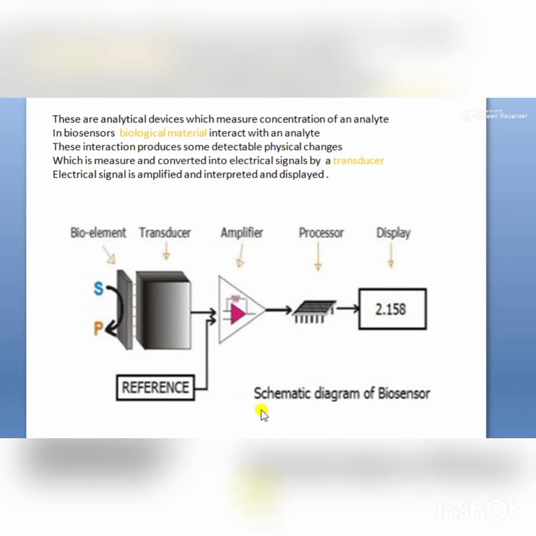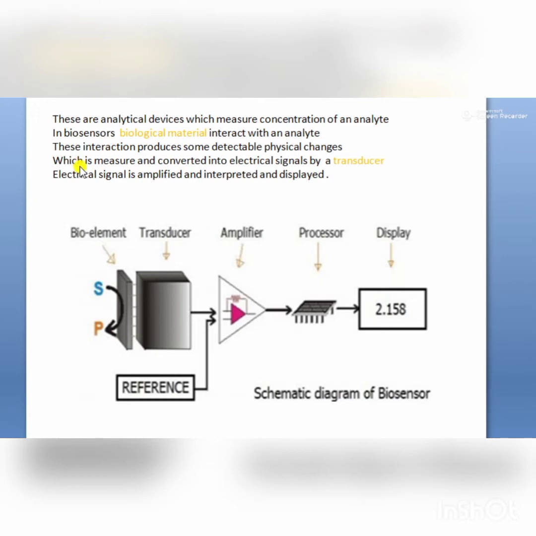Clear? Next point. In a biosensor, biological materials interact with an analyte. So, after introducing the analyte within the biosensor, the biological material interacts with the analyte. So, what are biological materials and where are they placed? Biological materials or bioelements are those substances which are already present in the biosensor. And how does it work? It just interacts with the analytes and creates physical changes.